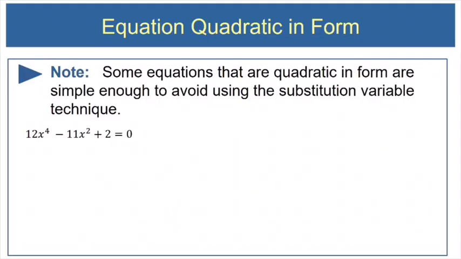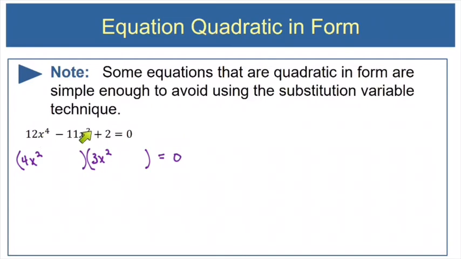Now this equation happens to be simple enough that you might see how you can solve it without doing a u substitution. Some people would feel perfectly comfortable factoring with the x to the fourth in place. So let's just try that. So we can say that 12x to the fourth splits into 4x squared times 3x squared. Notice that x squared times x squared would make x to the fourth.